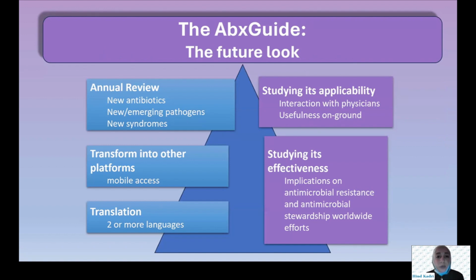So what are we looking for in the future regarding the ABX guide? As you know, with the events happening around the world, the new and emerging pathogens, the resistance mechanisms, the emerging syndromes, and with the advancement of antibiotic production in the pipelines and the updates on the guidance coming up frequently, we will be annually reviewing the data presented in these guidelines. We're also attempting at studying its applicability. So we want to know how well it worked in the hands of clinicians and maybe adjust it according to their on-ground experience and their feedback.